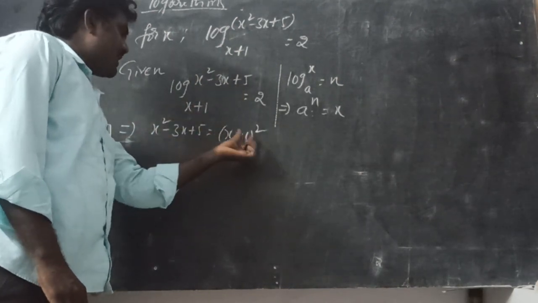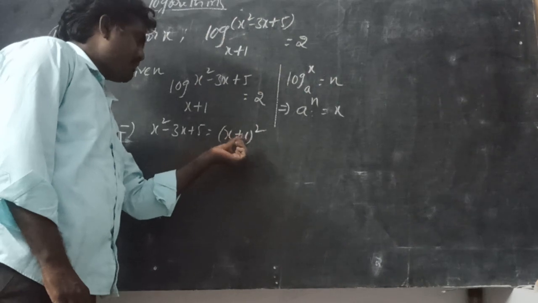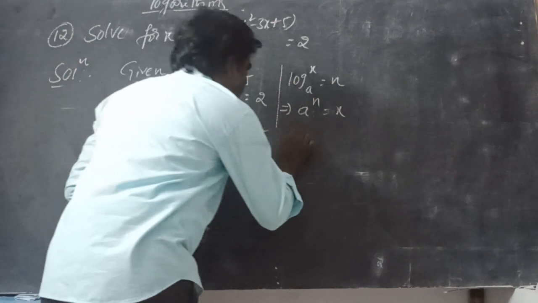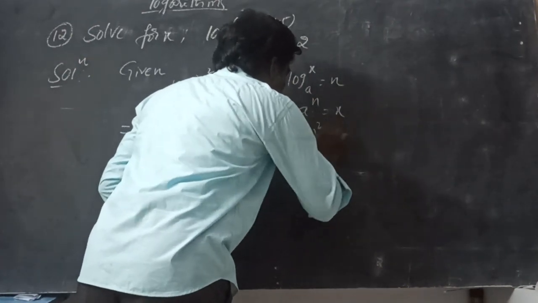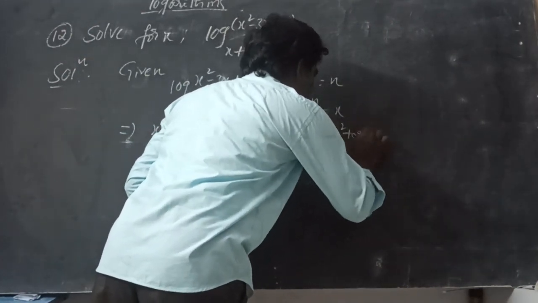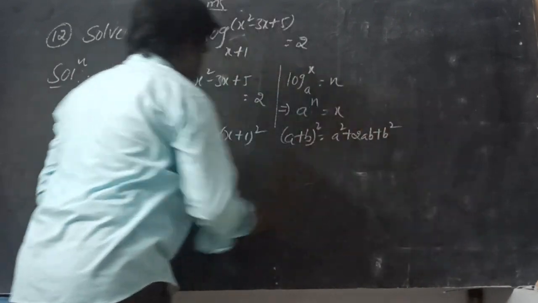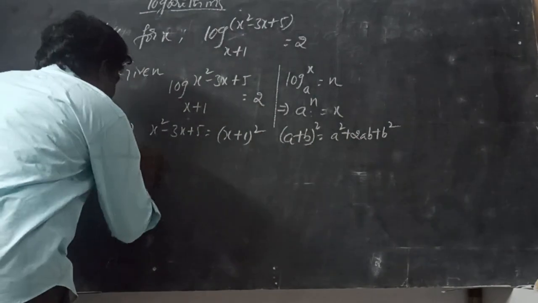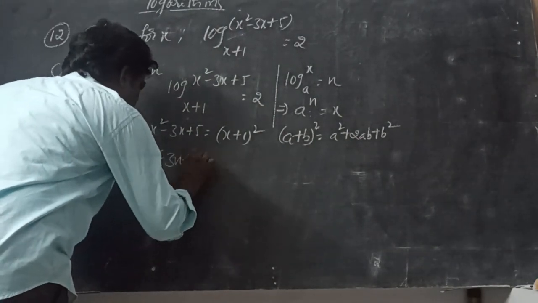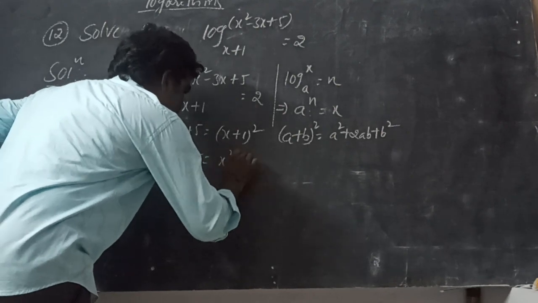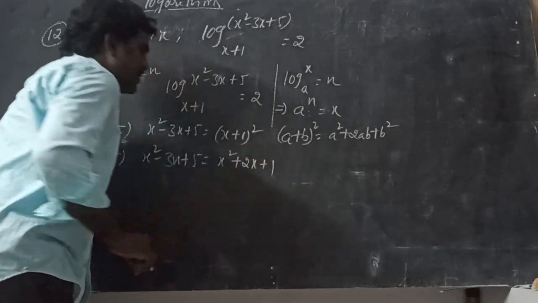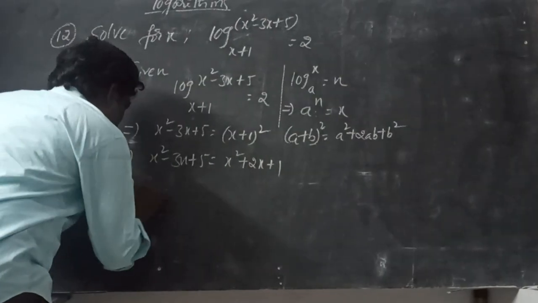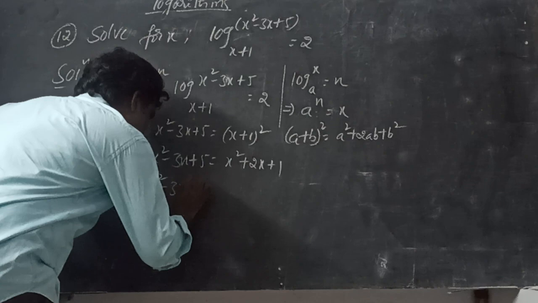So (x + 1) whole square is in the form of (a + b) whole square. The formula for (a + b) whole square is what? a² + 2ab + b². So here, x² + 2x + 1. So x² − 3x + 5 is equal to x² + 2x + 1. Take the variable terms to one side and the constant terms to the other side.